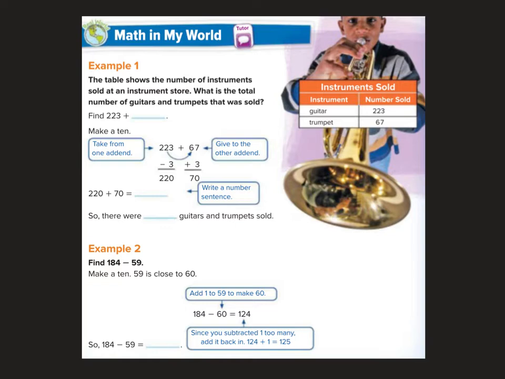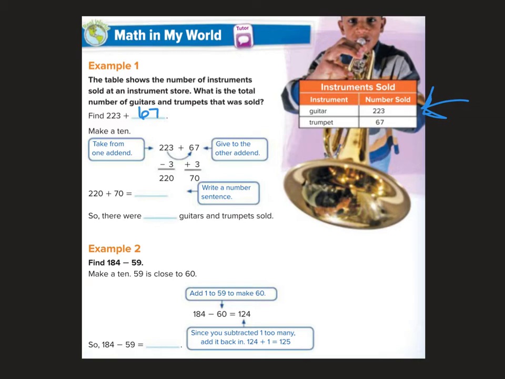Example 1. The table shows instruments that were sold at an instrument store. Here's our table right here. What is the total number of guitars and trumpets that was sold? Okay, so first, here's what we need to do. We need to find what is 223 plus 67.